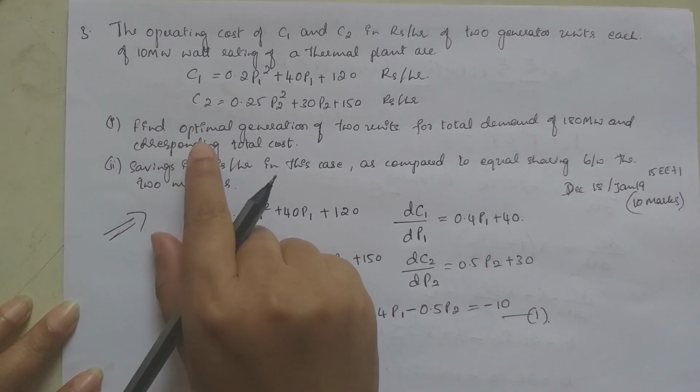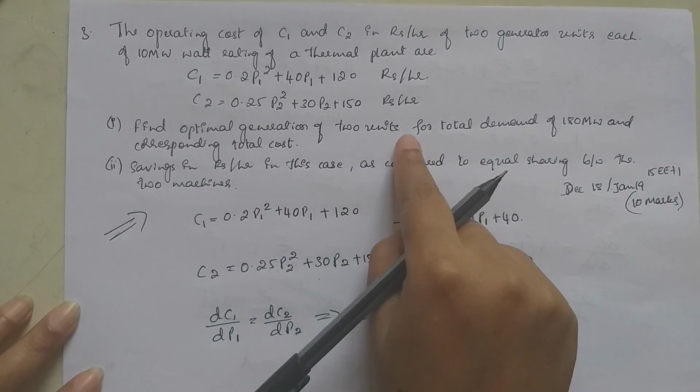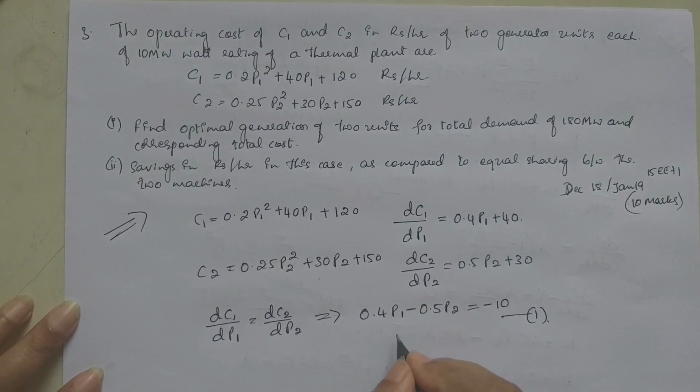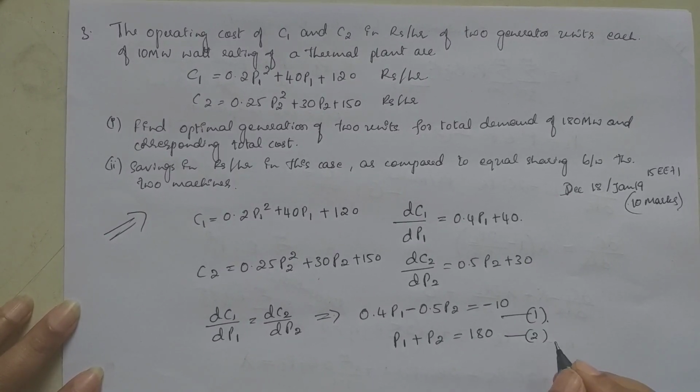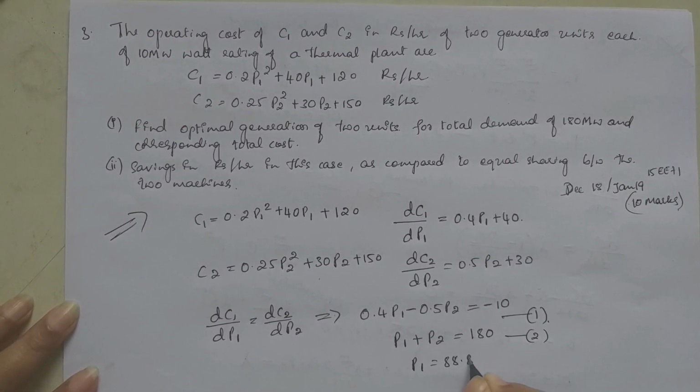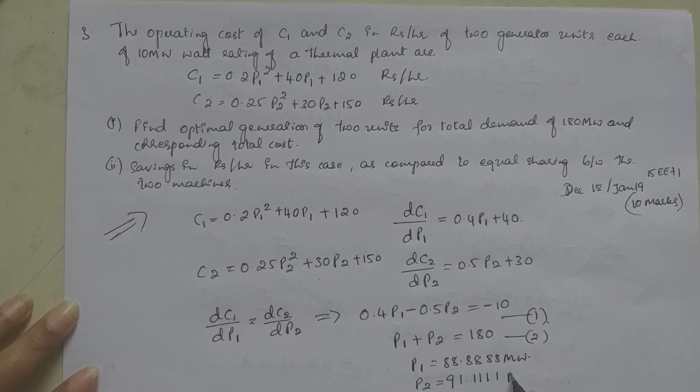Next we know that two units share 180 megawatt, right. So P1 plus P2 is equal to 180 megawatt. Take it as equation 2. Solving both equations we get P1 is equal to 88.888 megawatt and P2 is equal to 91.111 megawatt.